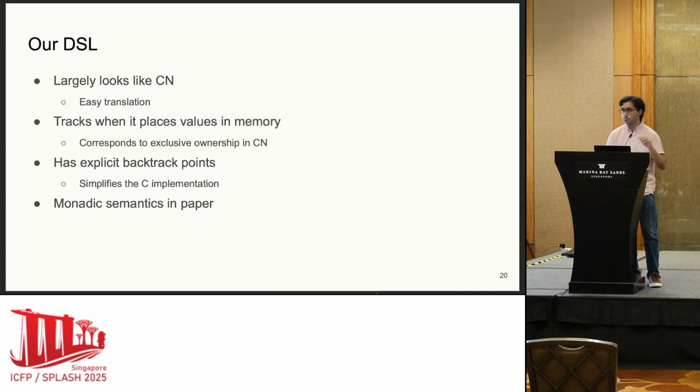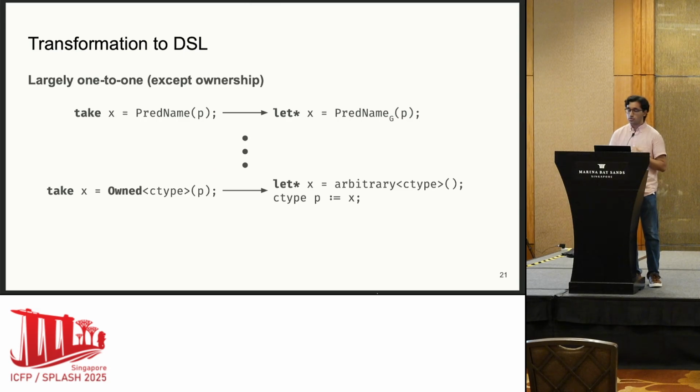There's a whole monadic semantics. I'm not going to cover it in the talk, but it's all in the paper. I'm omitting a bunch of things because they just map one-to-one: assertions map to assertions, if-else to if-else. But considering the predicate we looked at, we have this word take. Take means that on the right-hand side, you could be reasoning about resources. We transform this into a let star, which means that on the right-hand side we're dealing with a generator, so there's some randomness involved.